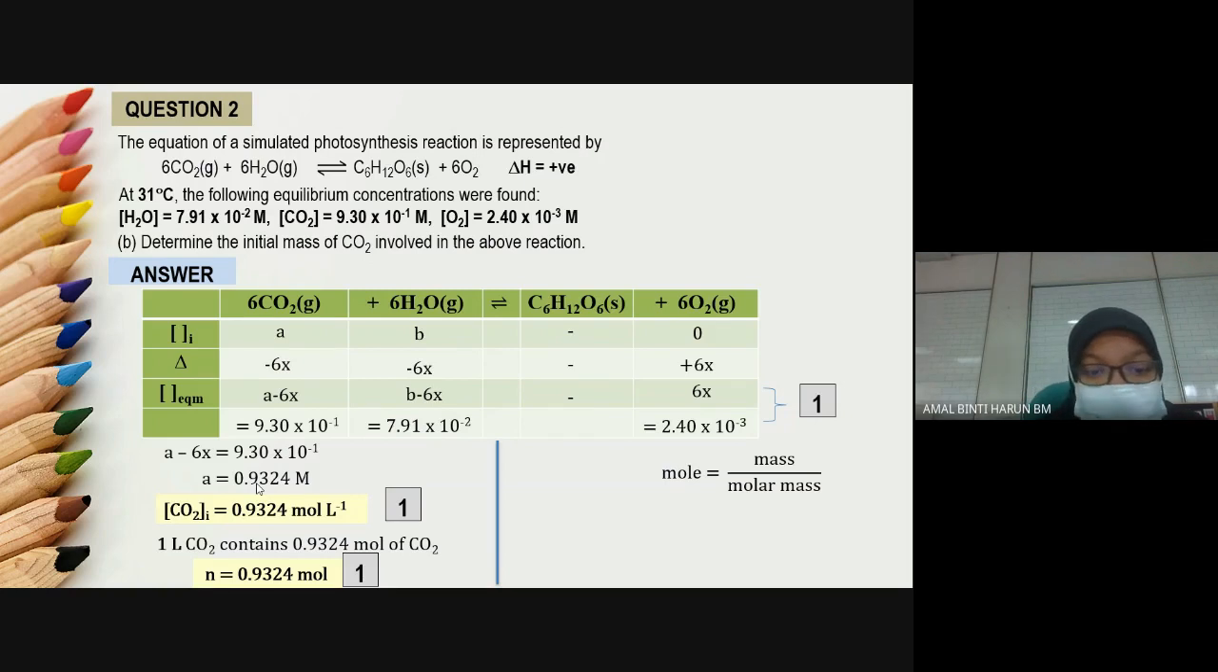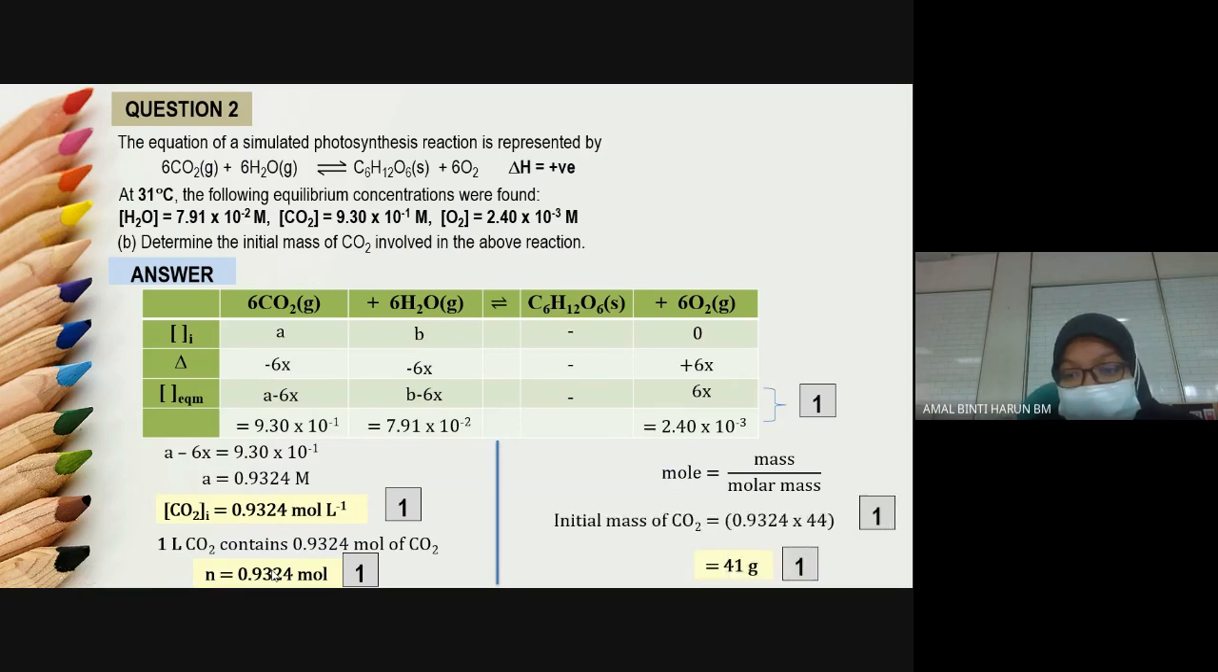So dia tanya mass. Sekarang kita ada concentration, volume given, and then dia cari number of moles. So number of moles times molar mass, dia dapat mass dia 41 gram. Kita soalan tutorial je lah.